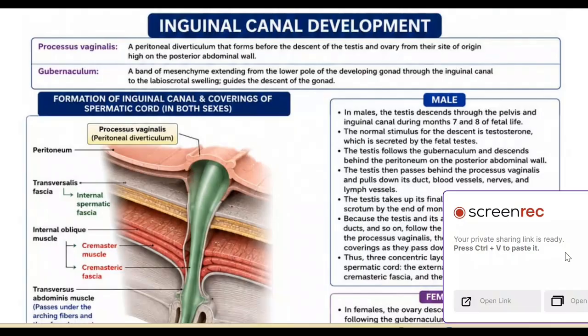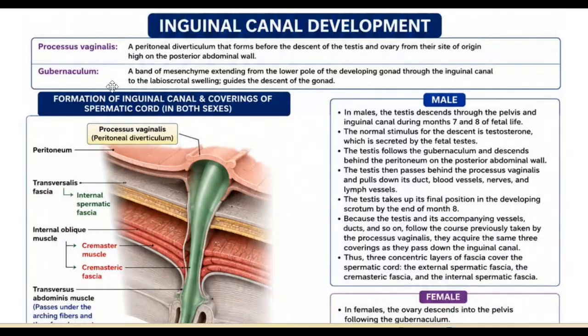So actually nature has created two important structures. One is the processus vaginalis and second is the gubernaculum. Now everything in this chapter revolves around these two structures. The chapter of the abdominal wall actually.